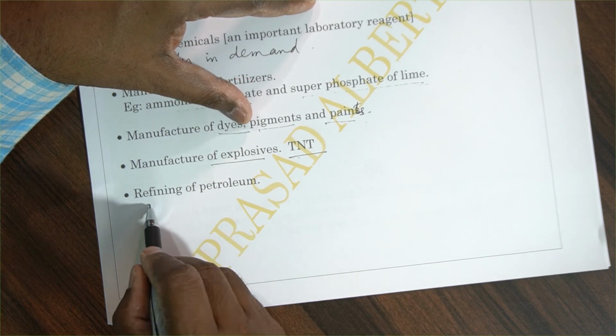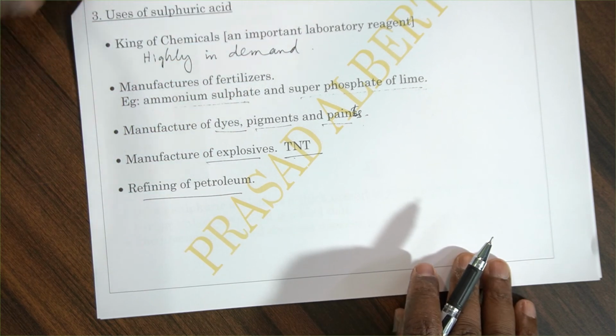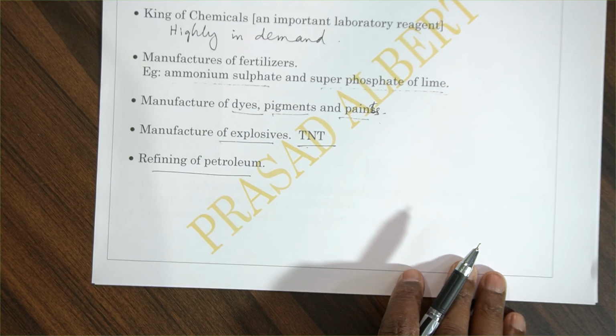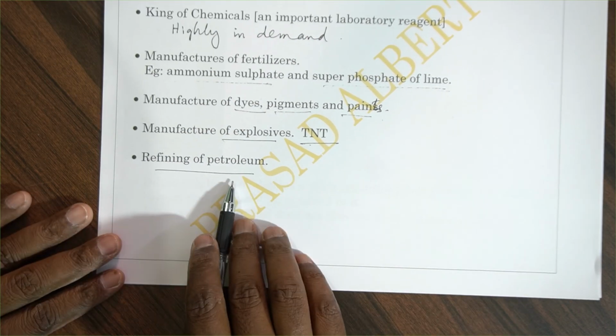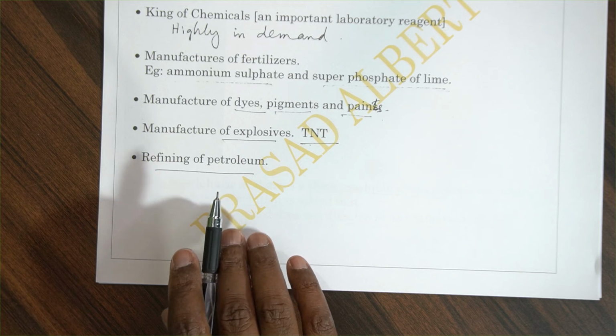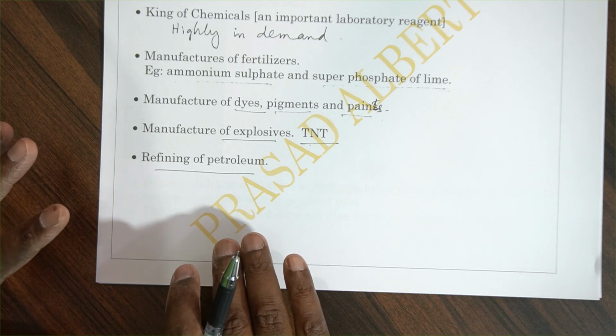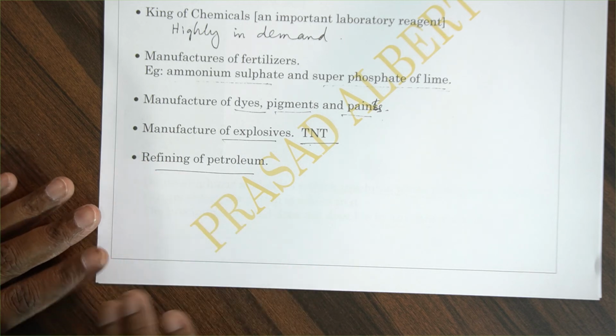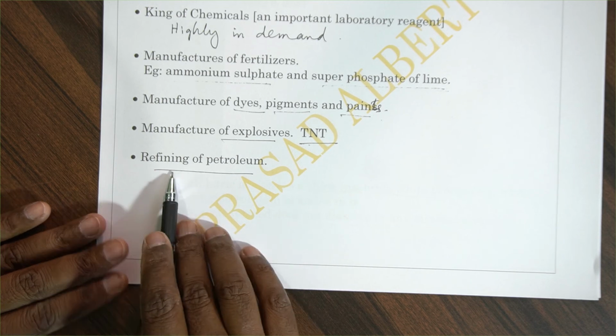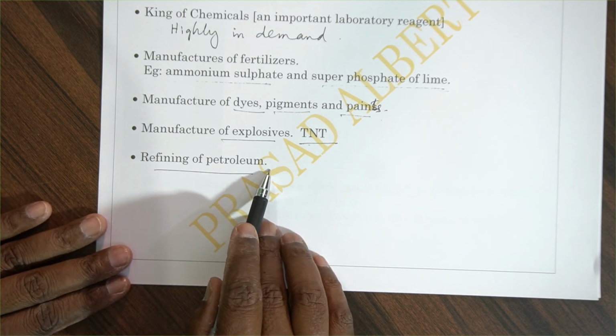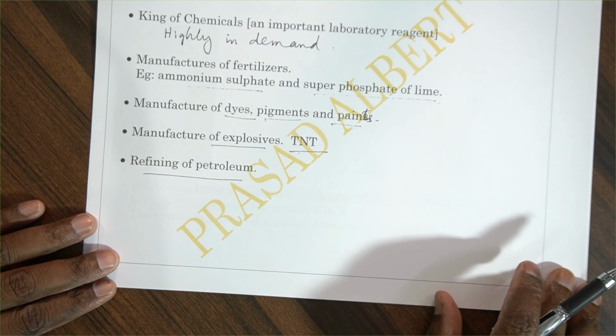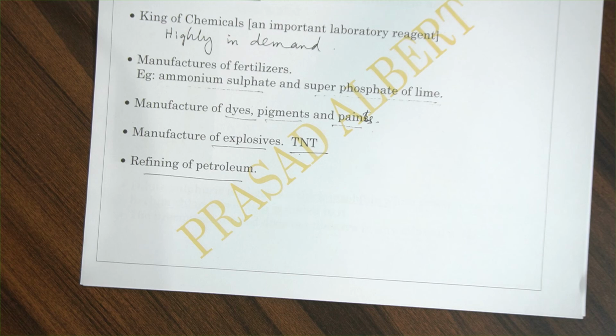Then petroleum refining. Petroleum is a highly used substance. It is a fossil fuel. Refining of petroleum is required to convert it into various fractions like petrol, gasoline, diesel, kerosene and various components. For all that process, we need sulfuric acid. So it is highly in demand. That's all about the uses of sulfuric acid.